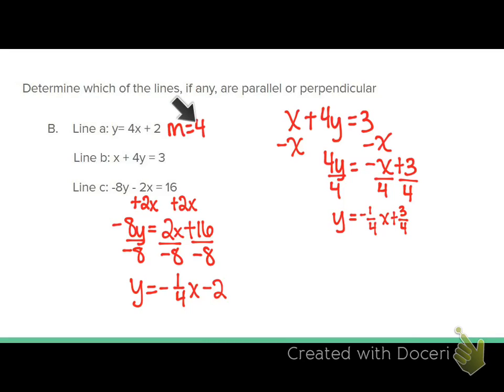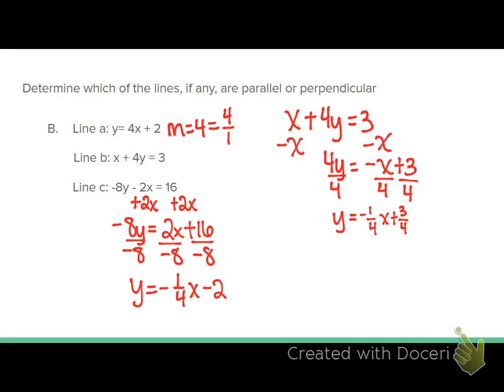First one, slope's easy to identify. It's 4, or we could write it as 4 over 1. The next one, we had to get y alone. So we subtract x on both sides and then divide everything by 4. Now you might have heard me telling somebody that we have to remember what number sits in front of that x. What is it? A 1. So I treat that like a negative 1 over 4. Negative 1/4 x. The 3/4 we don't really care about, but it is there.